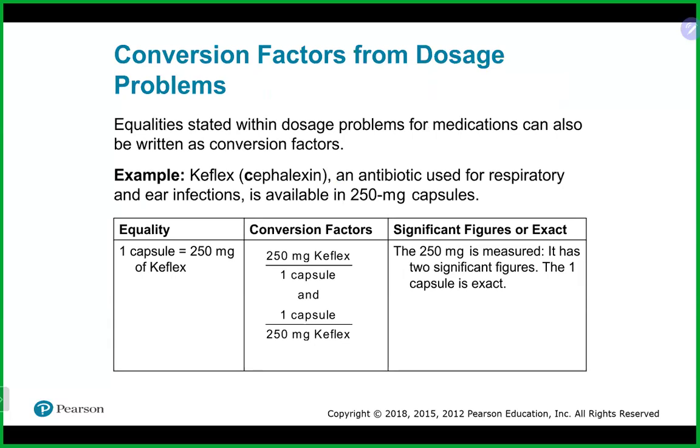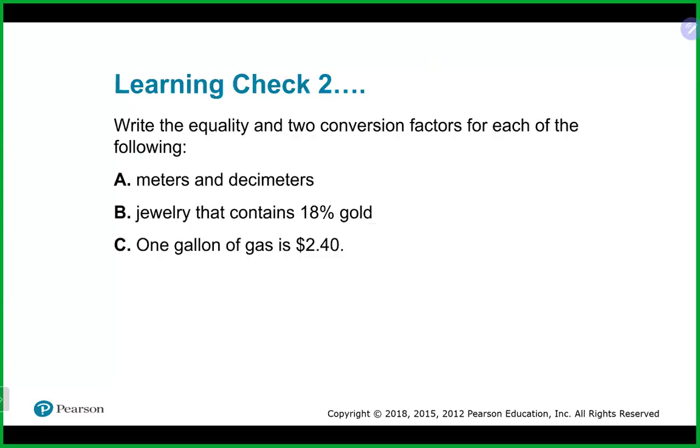One capsule has 250 milligrams of Keflex. And again, that's going to give us our two conversion factors here. And we would, once again, want to look at the 250 in this case if we needed to use it in a calculation. Again, this is not a standard exact conversion. It happens to be specific for this medication. So it is something that we have to look at in terms of their sig figs. And it would be 2 in this case, the way it is written. All right, let's see here.